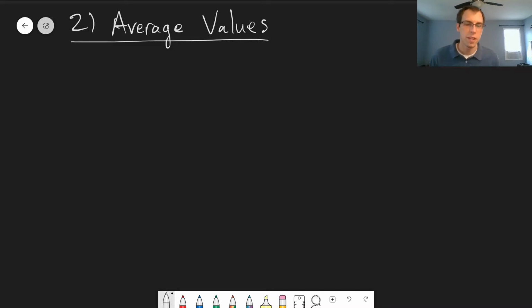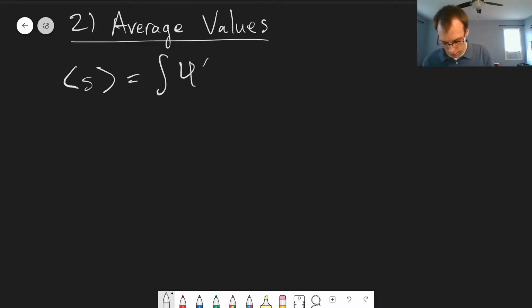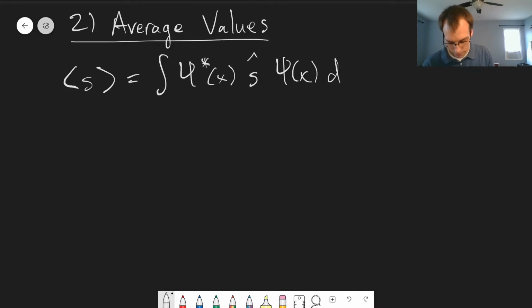The second specific thing we can do is find average values of things that we can observe. So I'll rewrite this equation: the expectation value of an observable S is given by the integral over all space of something that looks a lot like the probability distribution, but we have the operator for S sandwiched in the middle. I'll do this just in one dimension. We'll imagine we just have x.